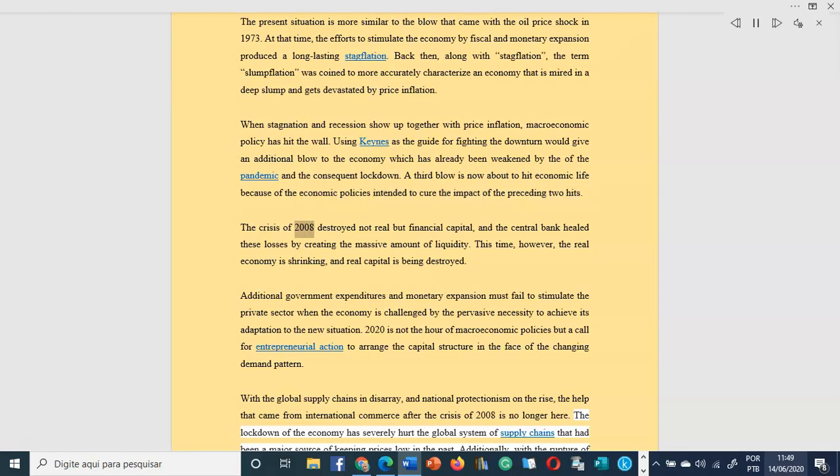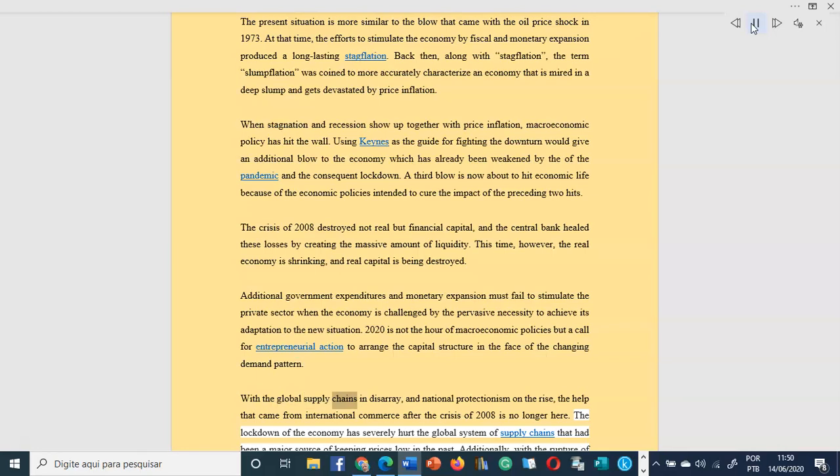The crisis of 2008 destroyed not real but financial capital, and the central bank healed these losses by creating a massive amount of liquidity. This time, however, the real economy is shrinking, and real capital is being destroyed. Additional government expenditures and monetary expansion must fail to stimulate the private sector when the economy is challenged by the pervasive necessity to achieve its adaptation to the new situation. 2020 is not the hour of macroeconomic policies but a call for entrepreneurial action to arrange the capital structure in the face of the changing demand pattern.